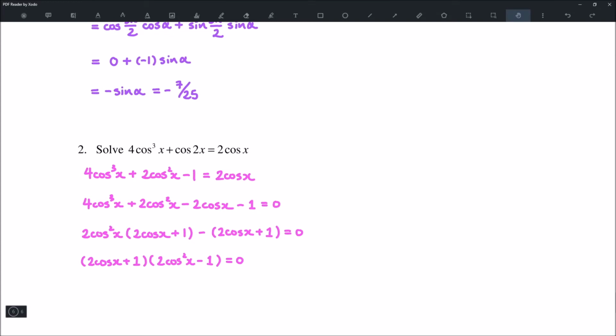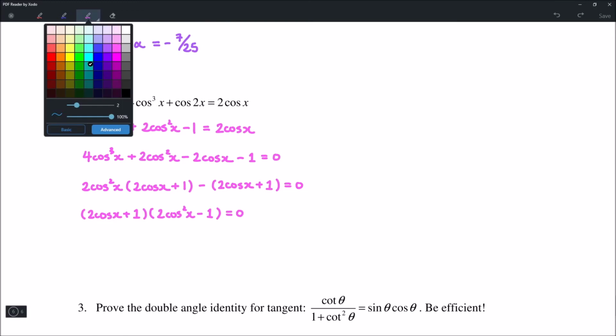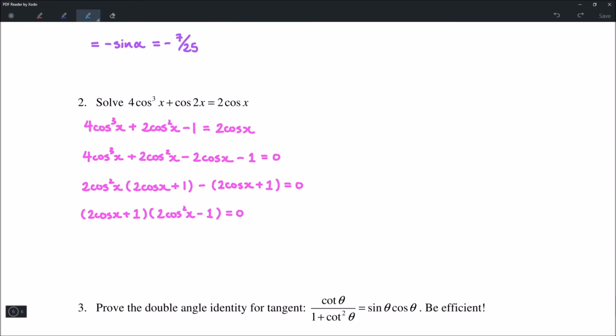So now each one of the two terms is a trigonometric expression. The first one, we're looking at it equal to 0 when cosine x is equal to -1/2. And the second part, the 2 cosine square x - 1 part, that's going to be equal to 0 when cosine x is equal to positive or negative, because of the square, 1 over √2.